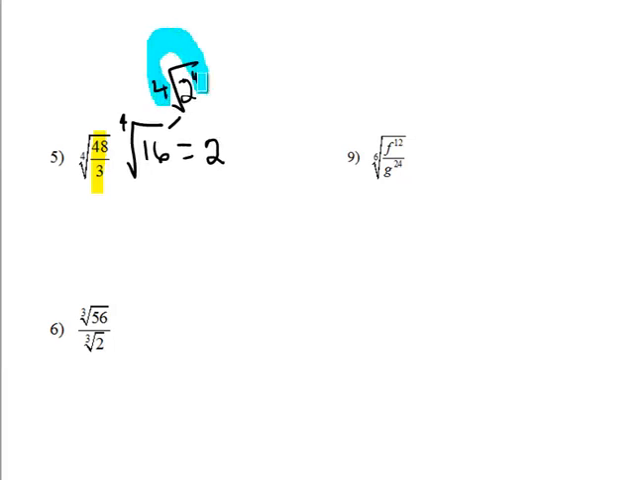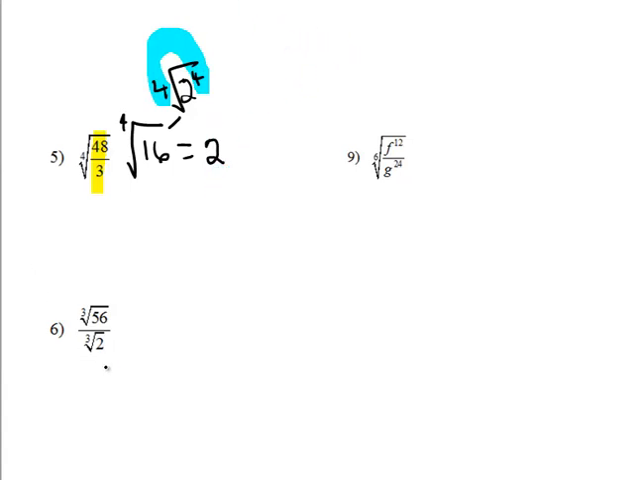Here I have the 4th root of 48 over 3. Well, I'm going to simplify first because I can, and that'll give me 3 goes into 48 16 times, and 16 is 2 to the 4th, sorry, 2 to the 4th. So the answer is 2. Remember, that's because this is the same as 2 to the 4th, and when those are the same, that comes out.